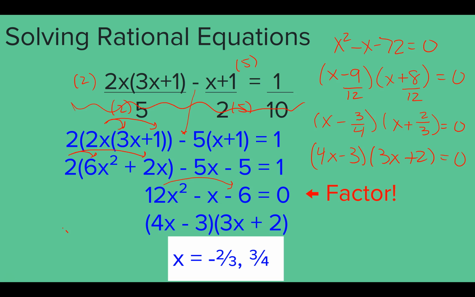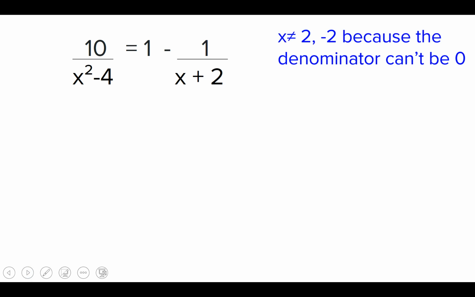All right, so our next one is the first one with something else besides just numbers, right? Down on the denominator. Here we go. So, first things first. I see 10 over x squared minus 4 equals 1 minus x plus 2, right?